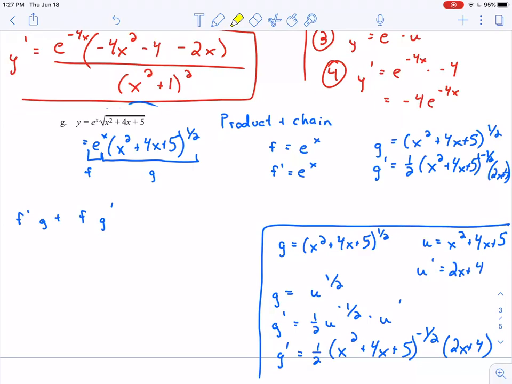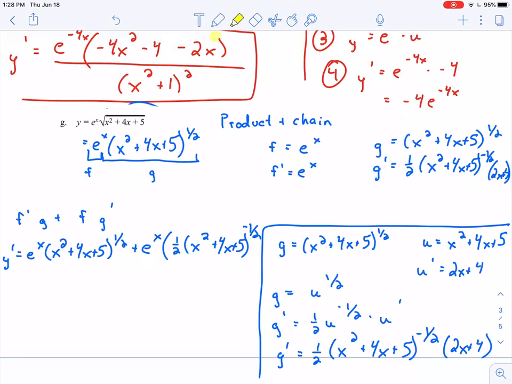So now I'm going to come back to my product rule. I said this is what I'm looking for: f prime times g plus f times g prime. So let's just plug in what we know. Let's say y prime is f prime, that's e to the x, times g. This is x squared plus 4x plus 5 to the 1/2 power, plus f, that's e to the x, times g prime. Here's 1/2 times x squared plus 4x plus 5 to the negative 1/2 power.